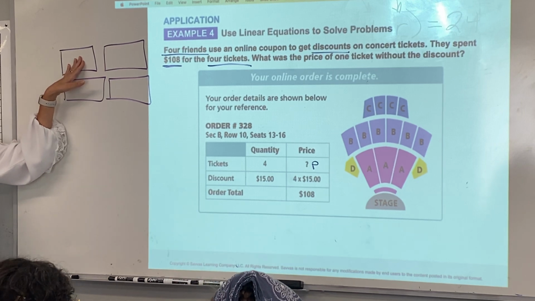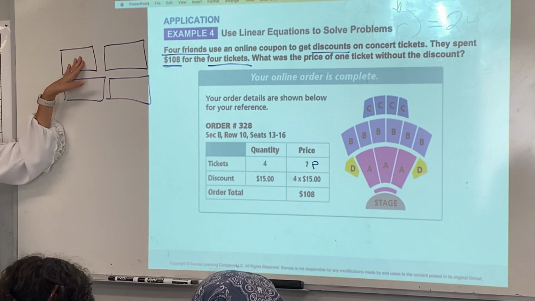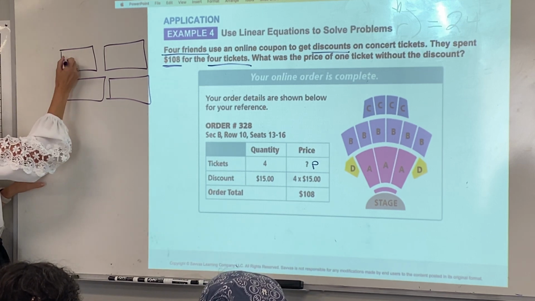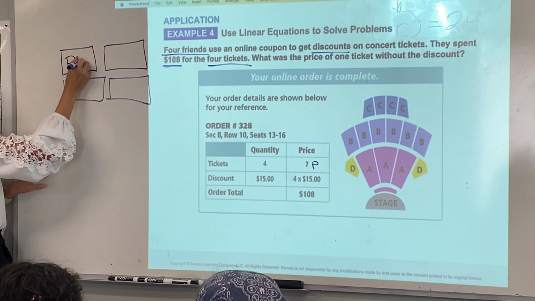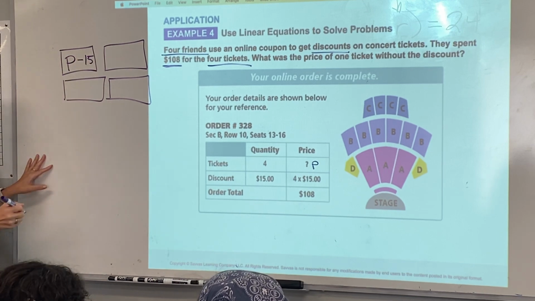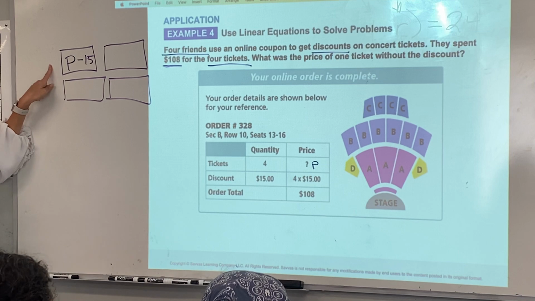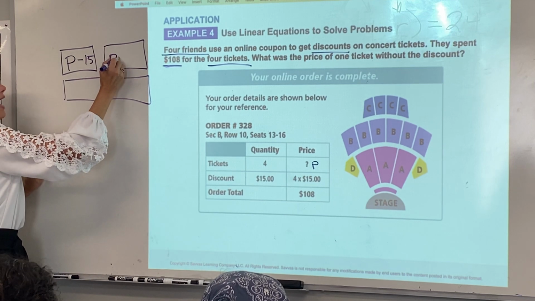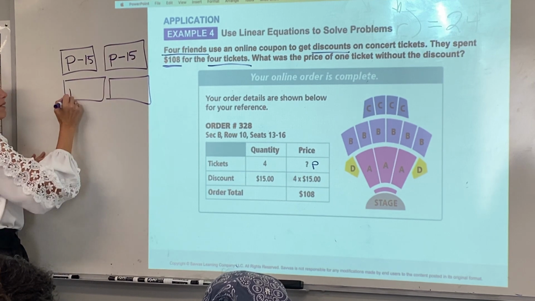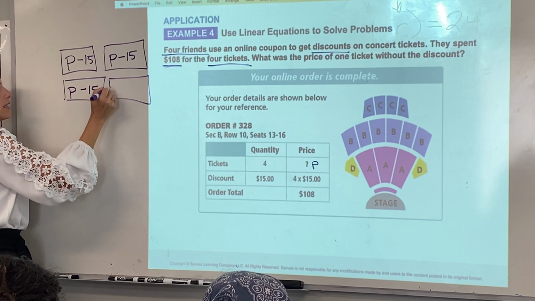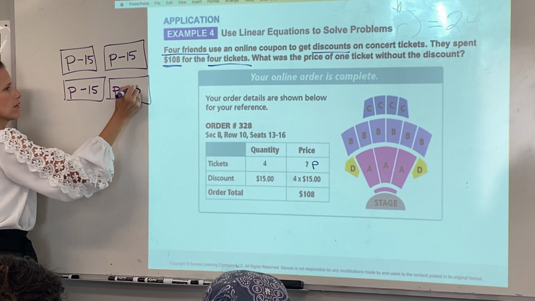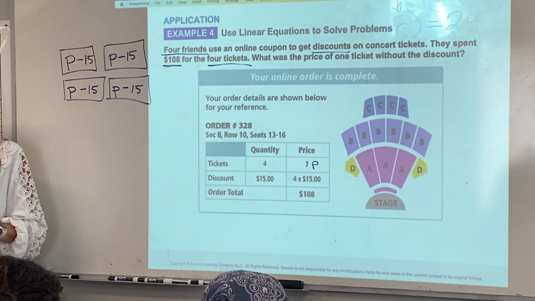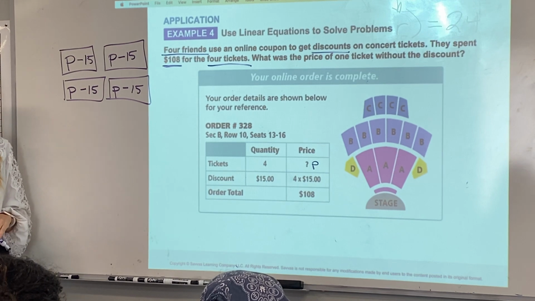15 plus 3, right? Well, it's a discount. No. Switch those. Yes, P, the original price, minus 15 gives you the ticket price. And how many times did they get that discount? 4 times. Let's take a look at the next slide, okay?